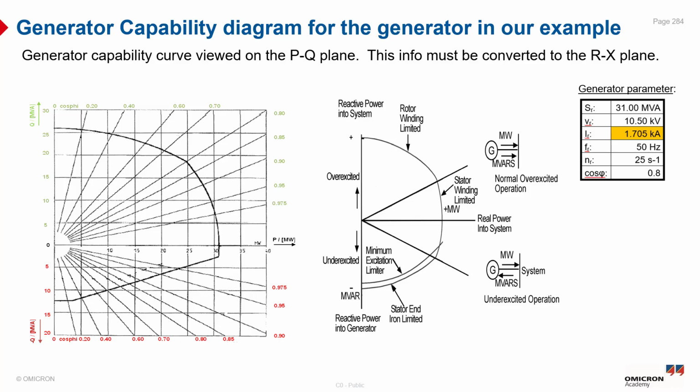However, for protection testing purposes, especially when dealing with a function like under excitation or loss of field, it's often necessary to represent this curve in the RX plane. This conversion from PQ to RX allows us to express the generator's operating points in terms of apparent impedance as seen by the protection relay. By doing this we can simulate realistic operating conditions and verify how the relay responds to different parts of the capability curve, ensuring accurate and reliable protection behavior.